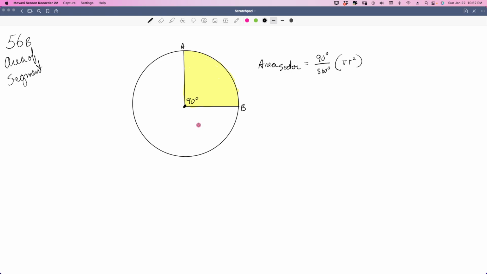So welcome, we're in 56B. We're going to find out how to find the area of a segment. First, let's refresh our memory on how to find the area of a sector.